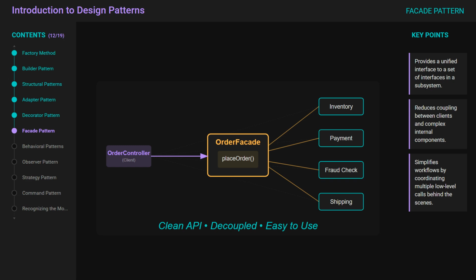So next time your code feels like a wall of remote controls, remember, you don't need more buttons. You need one good button. That's exactly what a facade gives you: a calm, simple interface over a busy system.